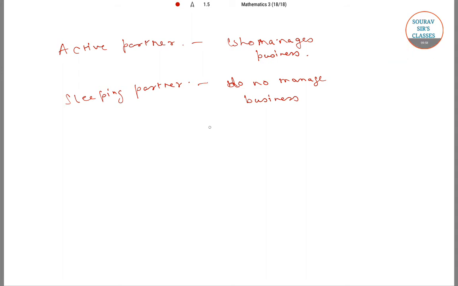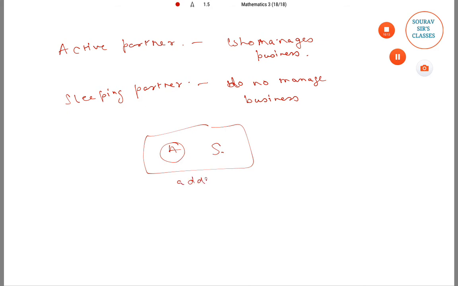Usually, if there is a business which has both active and sleeping partners, then active partners get some additional shares from profit.